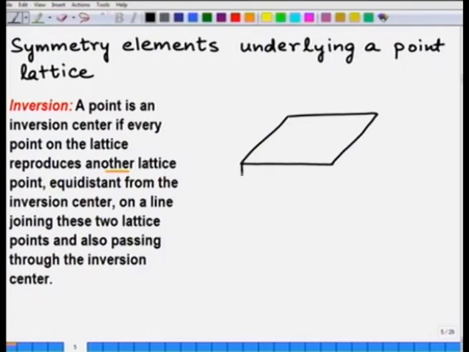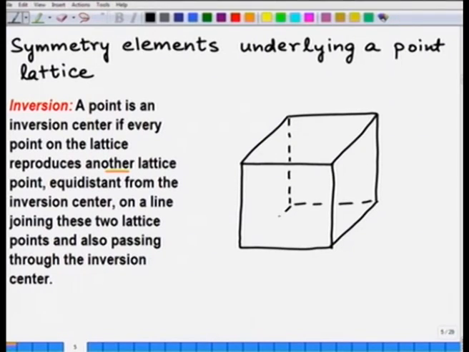If I do find a lattice point there, and this happens for all the points, then it is an inversion center. For example, let us draw a cube and show an inversion center in it. If we put an inversion center right in the center of it, and I have a lattice point here, then I join these two points and continue an equal distance, and I land on another lattice position. That should happen for all the points. Corresponding to this point, I get another point here, and so on. So, this structure has inversion symmetry, an inversion center in there.